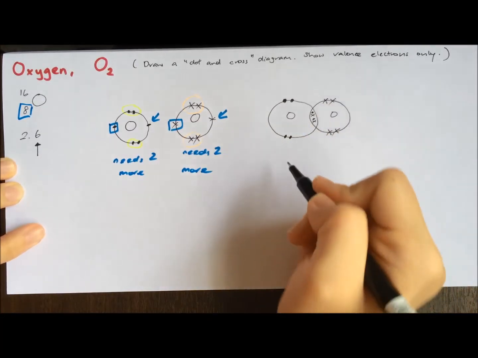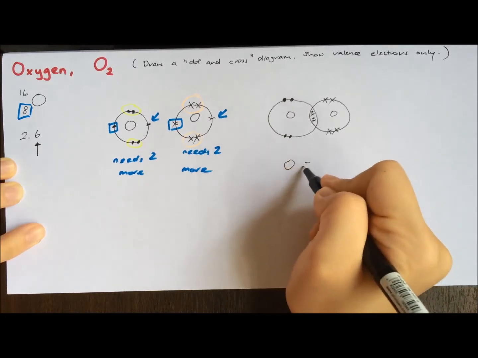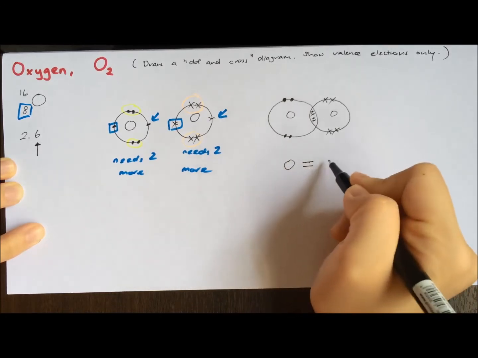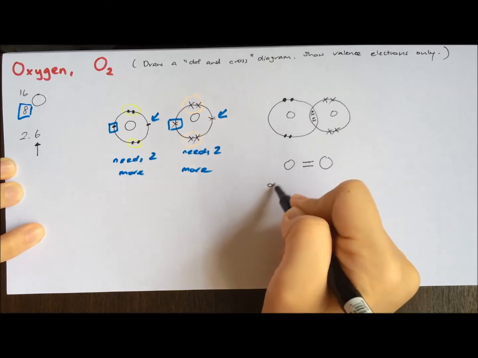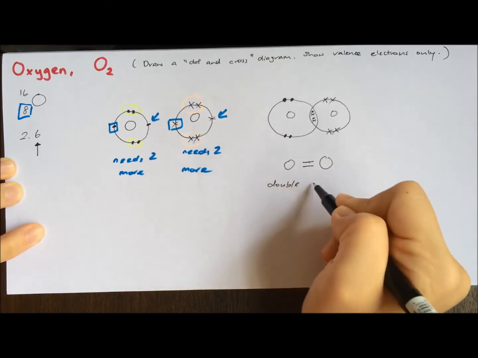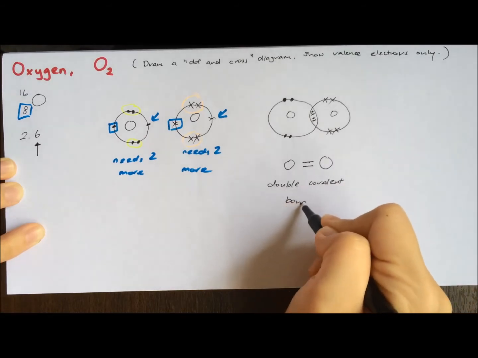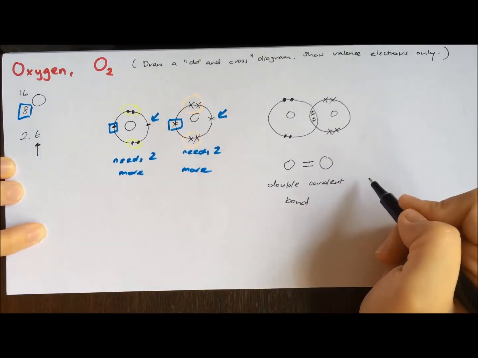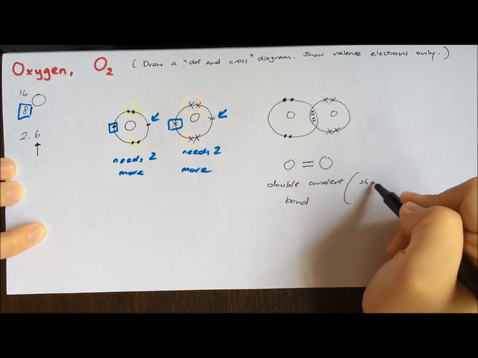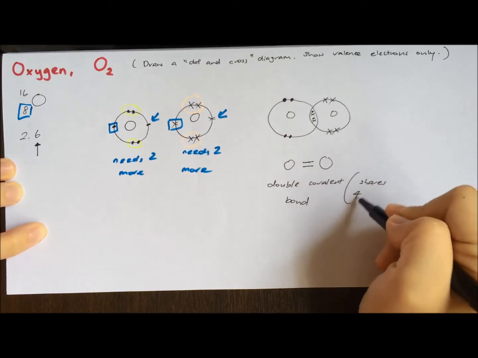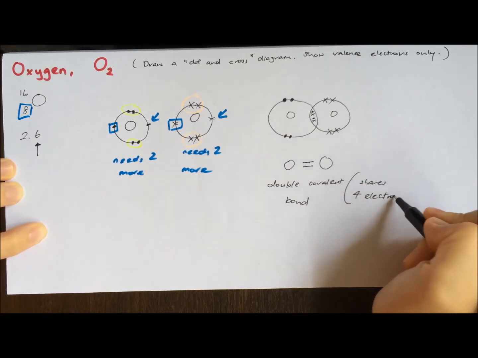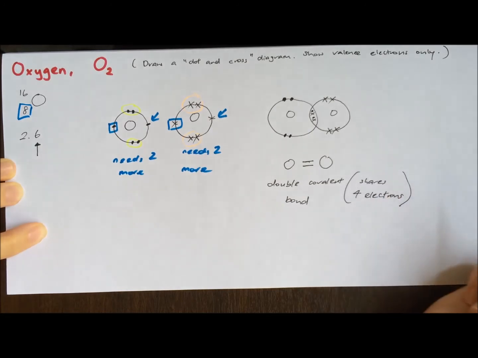So now we have one dot, one cross, one dot, one cross. This is called a double bond. So we represent it with two lines. This is a double covalent bond. How many electrons are shared? It shares 4 electrons. So this is it.